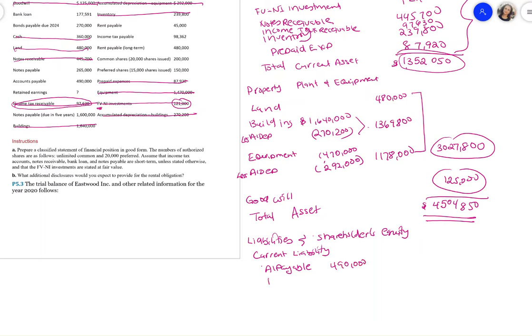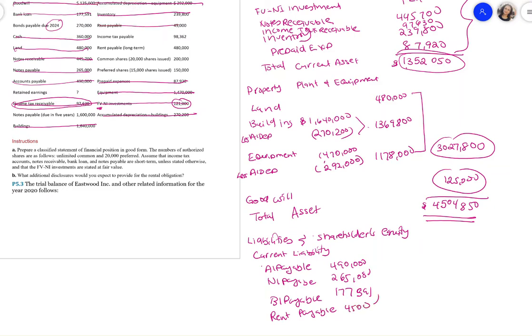Then we have notes payable, which is 265,000. Then on the same line, we have a bond payable, that's long term, and the next one is 177,591 is my bond payable. Going forward, we need to know if we missed any. Rent payable is also a current liability, and that is 45,000.